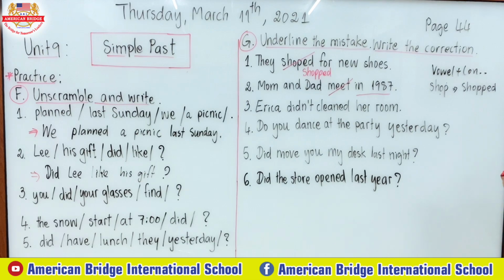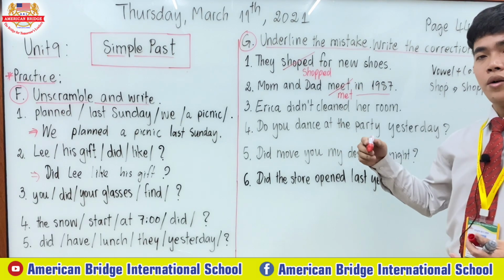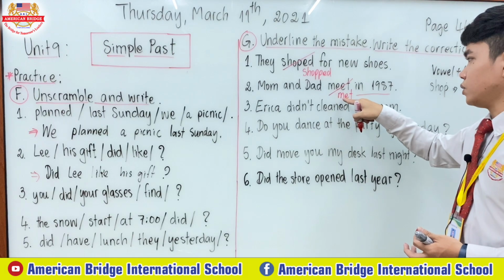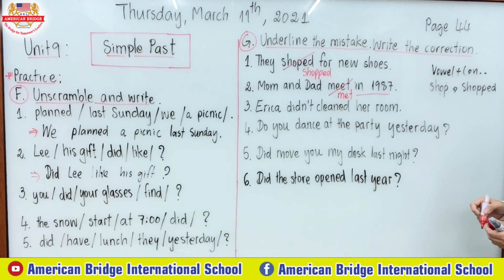How do we change the verb into the irregular verb? You have studied the regular verb, and in our next section you will be studying the irregular verb of the simple past as well. I just want to correct it for you. Mom and dad met. The verb meet changes to met, right? So mom and dad met in 1987.